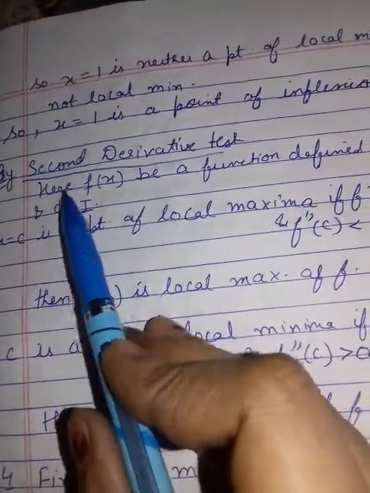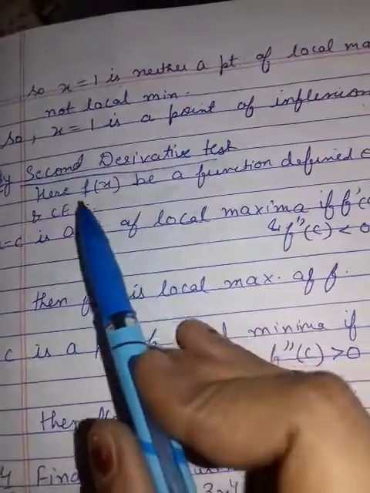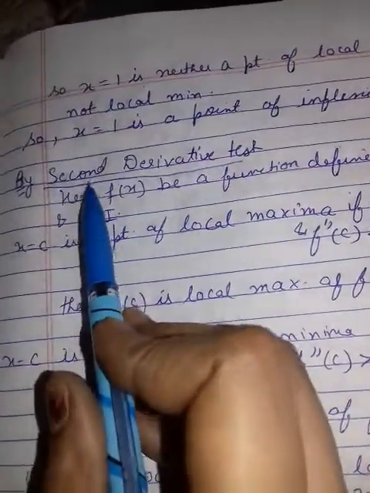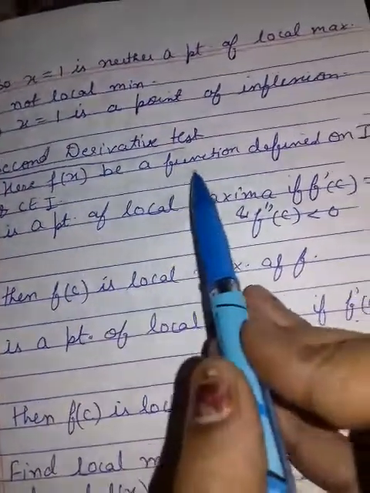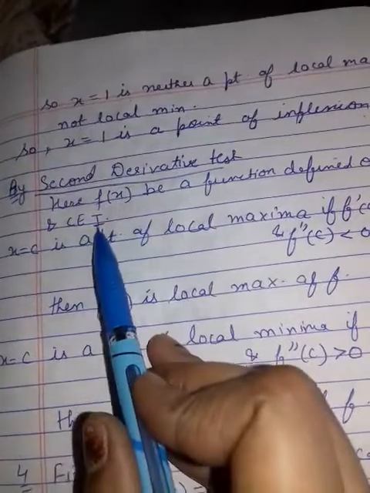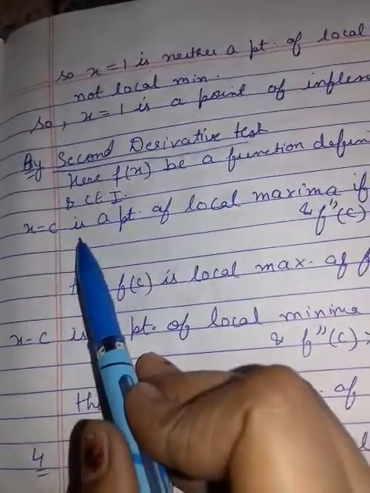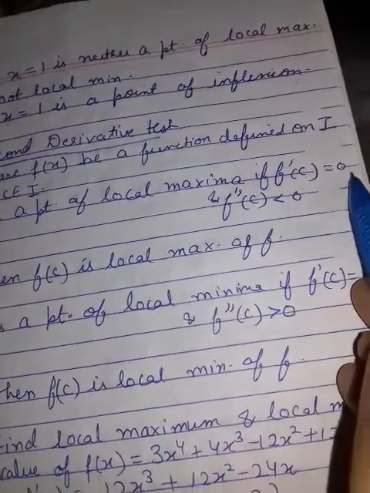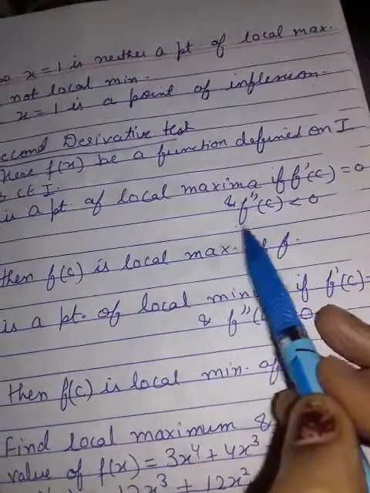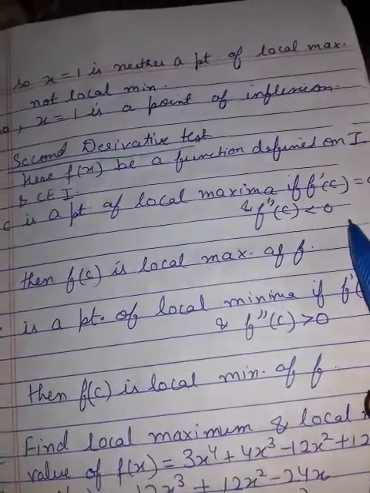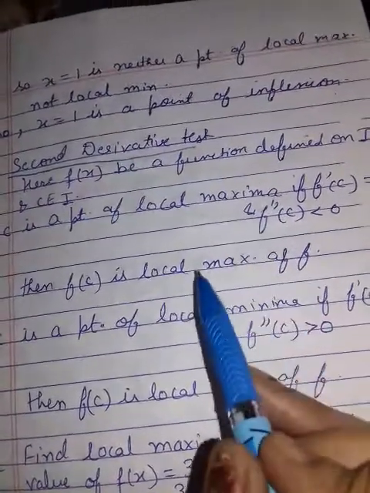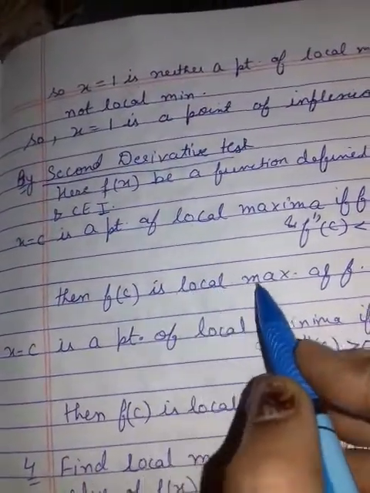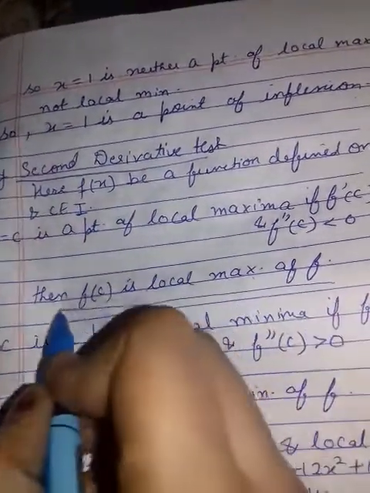Next one is the second derivative test. What will we do there? This was our first test; now we are doing the second derivative. f of x will be given to you on any interval. You take any point C, which is a point of local maximum if f dash C is equal to 0 and its second derivative is less than 0. Then f of C is a local maximum of f.